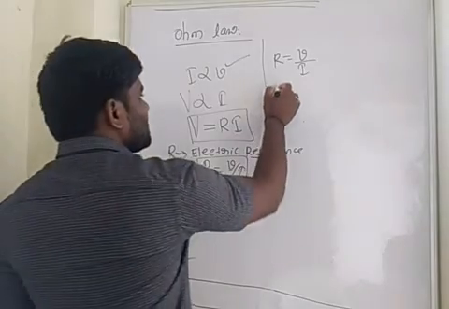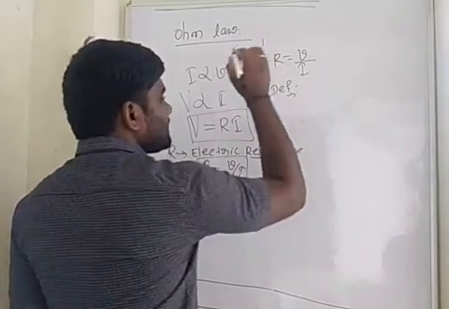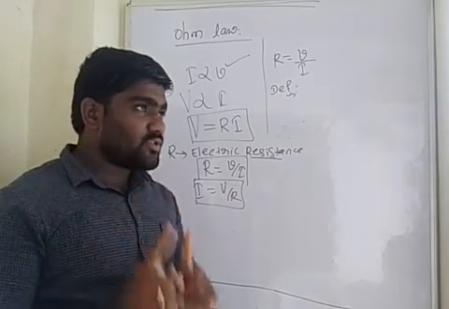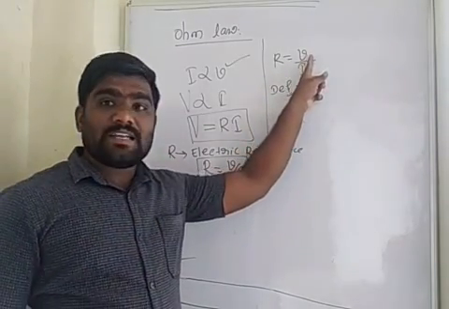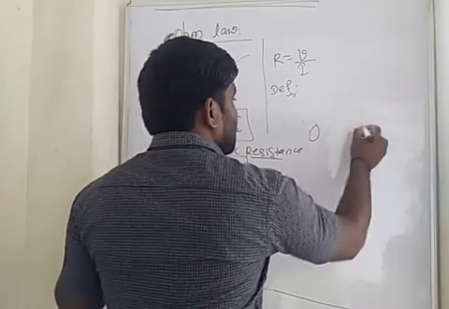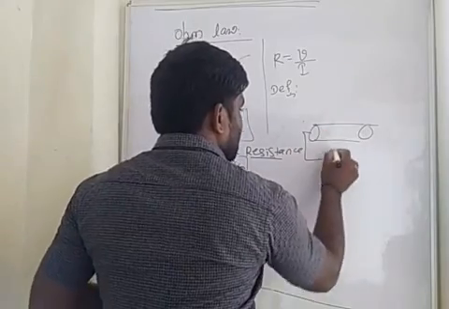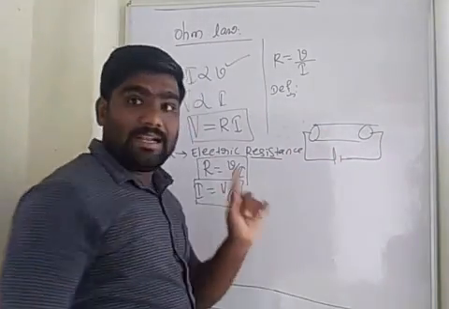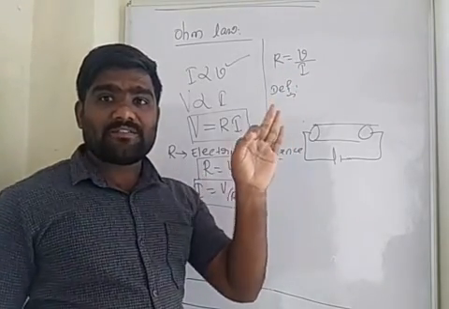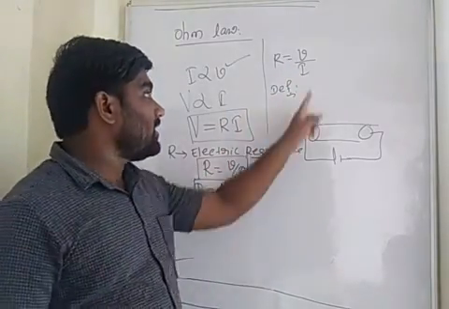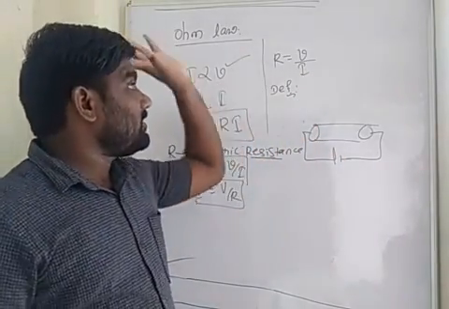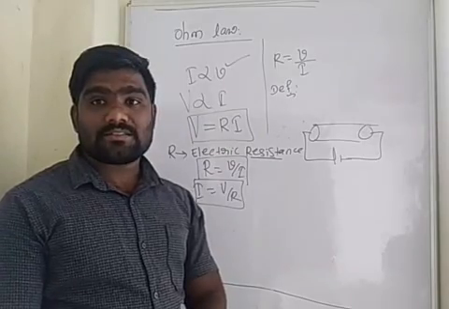So what is the definition of this electric resistance? Electric resistance is the ratio of potential difference across the end of the conductor. See here, it is your conductor. Always the potential difference is given at the end of the conductor. It is the ratio of potential difference at the end of the conductor to the current flowing in the conductor that is called your electric resistance.